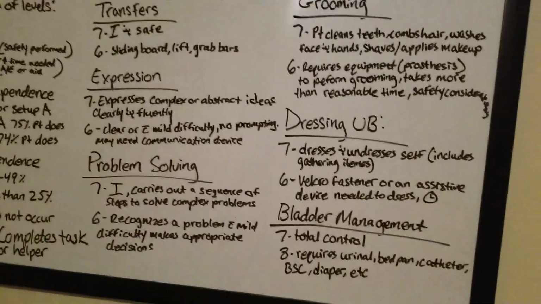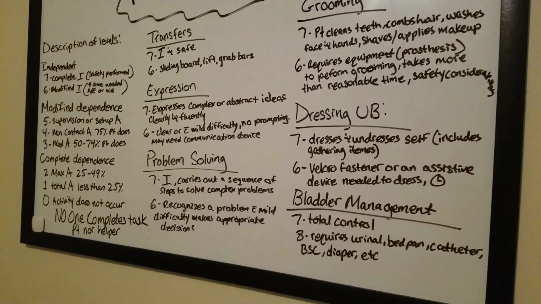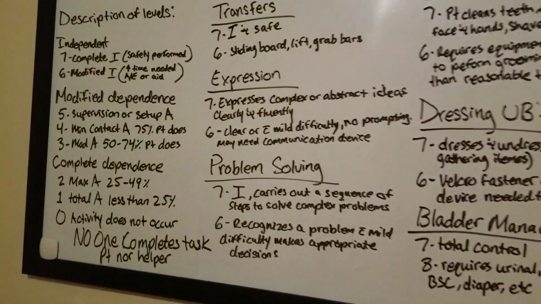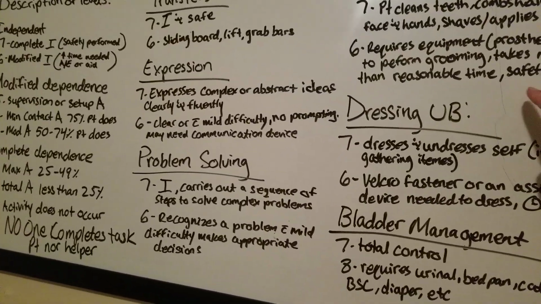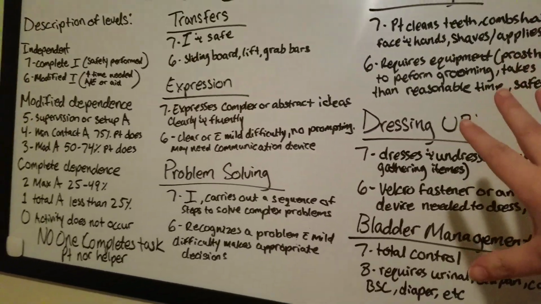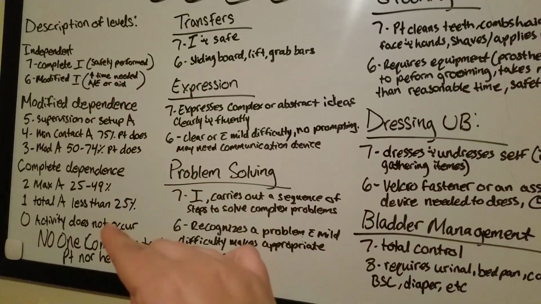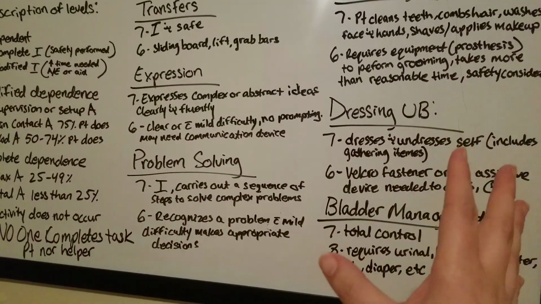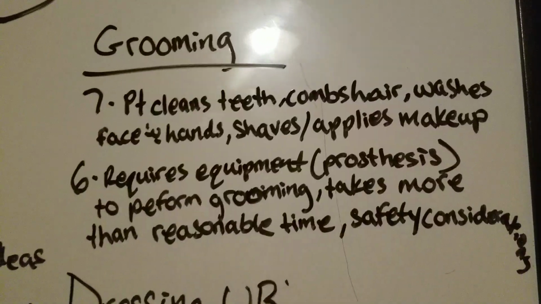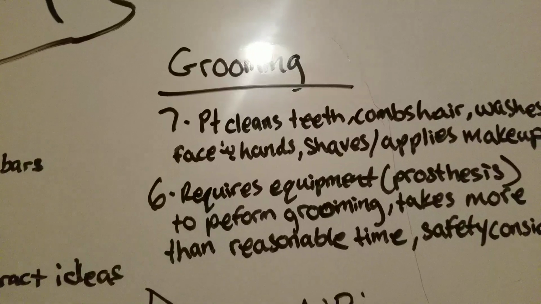So as you see, I don't have all the numbers on here because as you progress down, each one of these 5 through 1 are the exact same as over here. It's only 6 and 7 that differ. So we're going to start with grooming because we're occupational therapists. So let's start at the top.